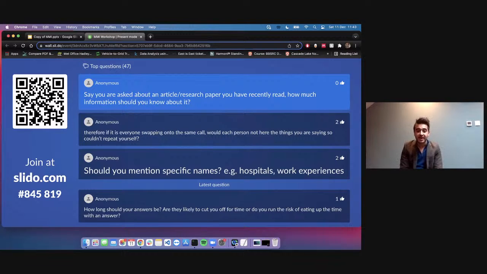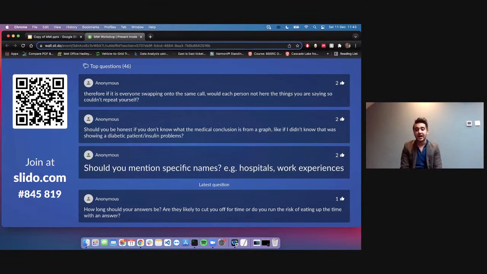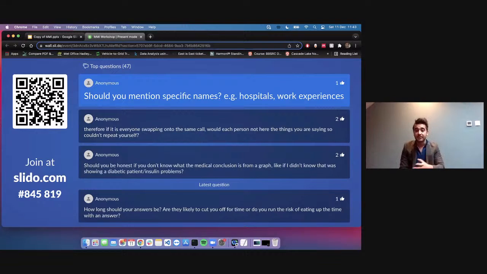Say you were asked about an article or research paper you've written, how much information should you know about it? I'd say you should know about it in detail. And that's one of the things that we do cover in lesson 4 of our course. So I will point you to that one, where we've gone through some examples, giving you what research paper or article you could present and exactly how you do that. Again, we've come up with our own structures and clear acronyms that hopefully you should find easy to remember, so that you come across in a very structured way.